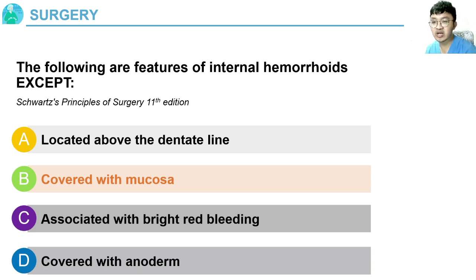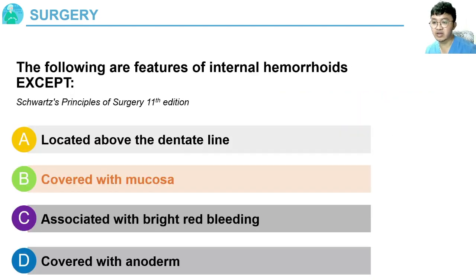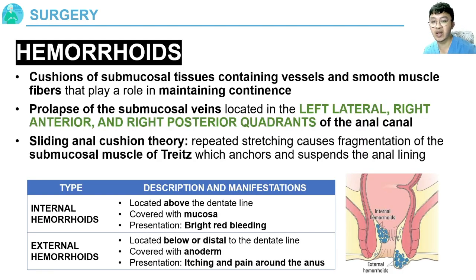Internal hemorrhoids are located above the dentate line. They are indeed covered with mucosa, and they are associated with bright red bleeding. But they're not covered with anoderm, because anoderm covers external hemorrhoids, on the contrary. Hemorrhoids are actually normal cushions of submucosal tissue containing blood vessels. They play a role in maintaining continence. Prolapse of the submucosal veins causes symptomatic hemorrhoids.